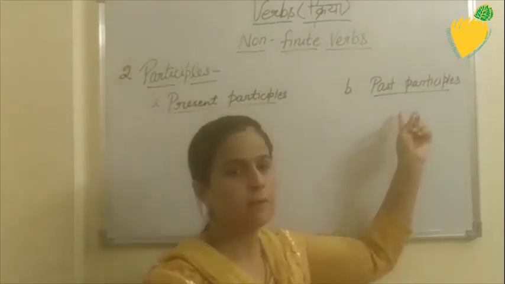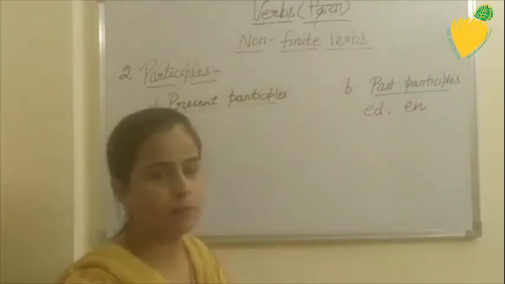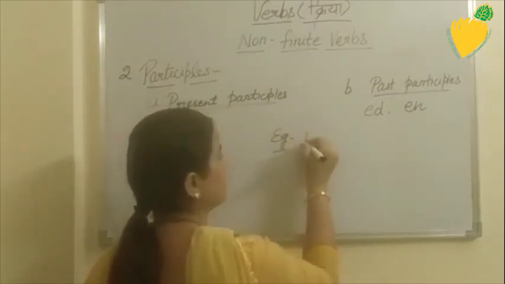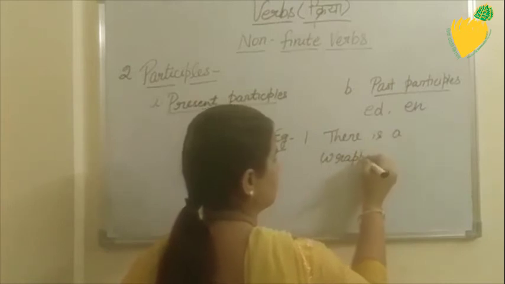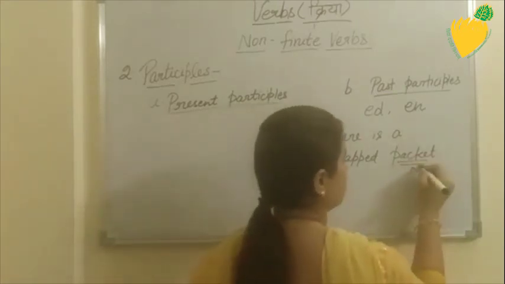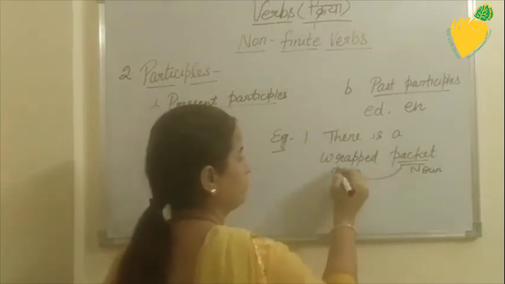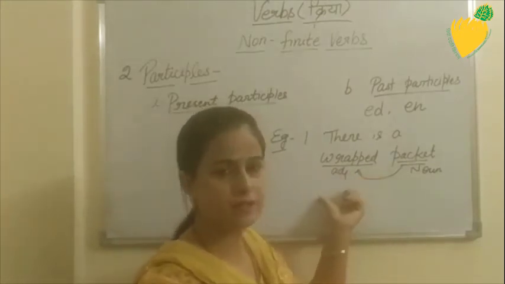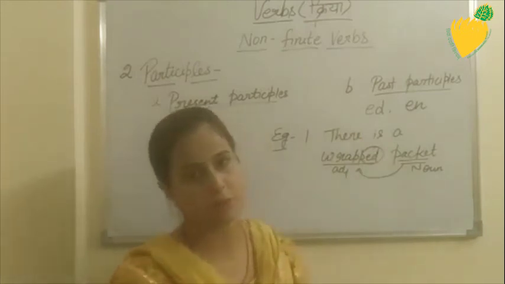Now past participles. Past participles end with ed or en. For example, painted, broken, worked. Look at the sentences. There is a wrapped packet. In this sentence, packet is the noun. Wrapped is coming before this noun, so wrapped is an adjective. And exactly, wrap is a verb. But in this sentence, wrap is working as an adjective, so it is participle and it is ending with ed, so it is your past participle.